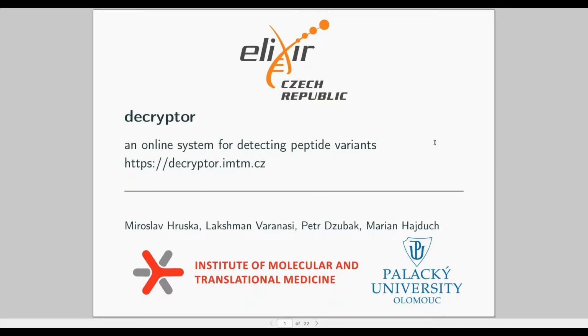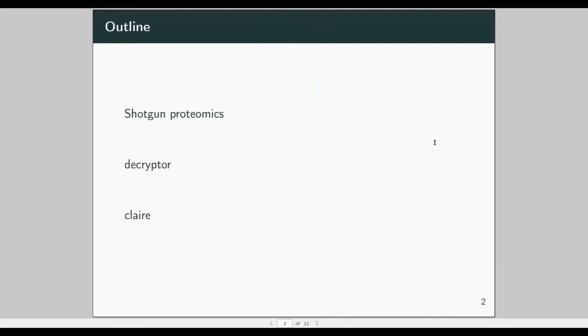So as the organizer said, the system is an online tool for detecting of peptide variants, and I will now shortly say something about the Decryptor itself, also what we actually plan for the Decryptor, but foremost I will start with the introduction of shotgun proteomics for those who are not really acquainted with the field, to get some idea what it is about.